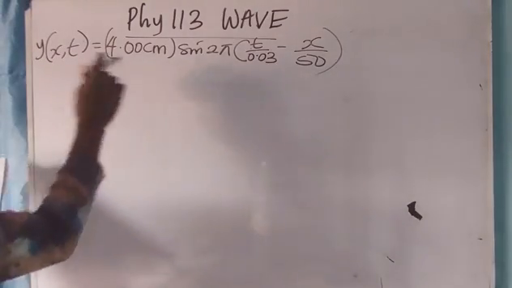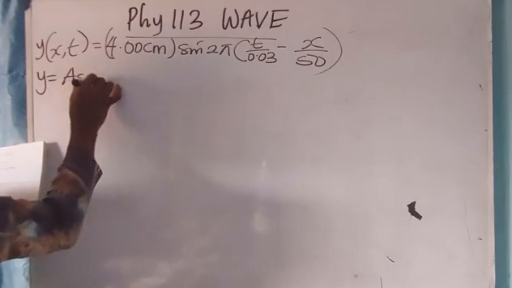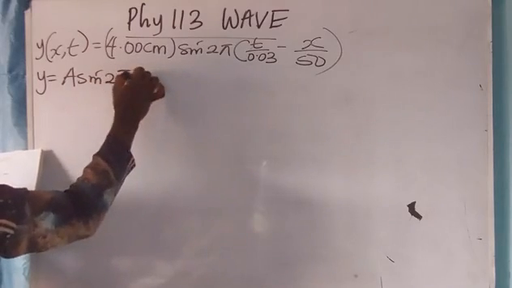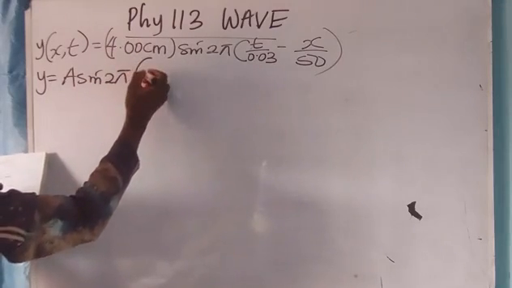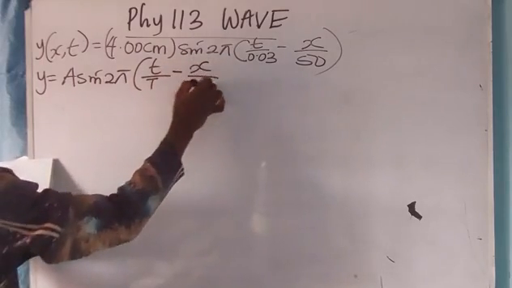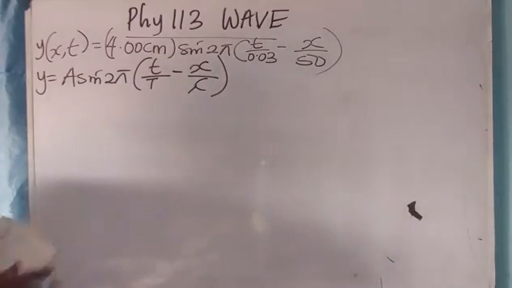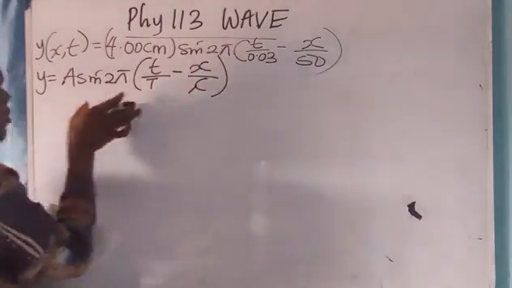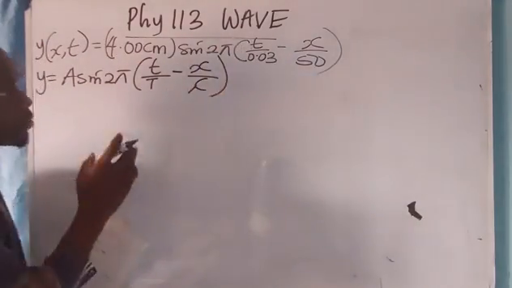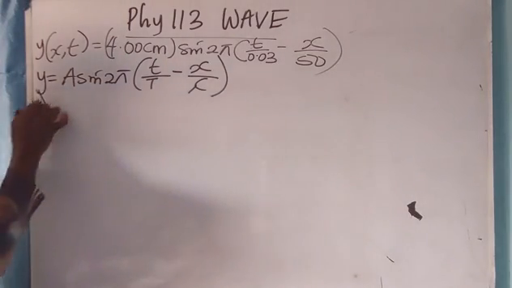Now this equation is simplified as y equals a sine 2 pi open brackets t over period minus x over lambda. So that is what you have it to be. This is the main equation. Since we'll be given an equation to solve with, we have to compare. Now looking at what we have here, we should calculate for the amplitude.